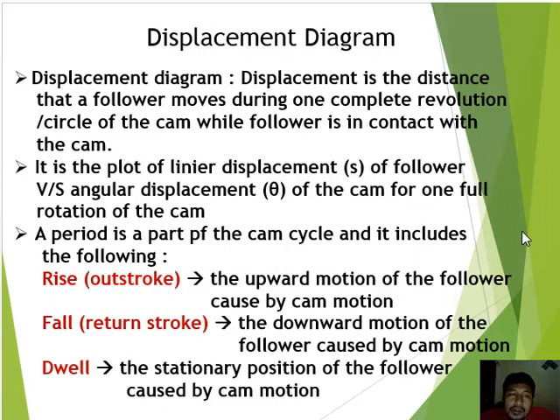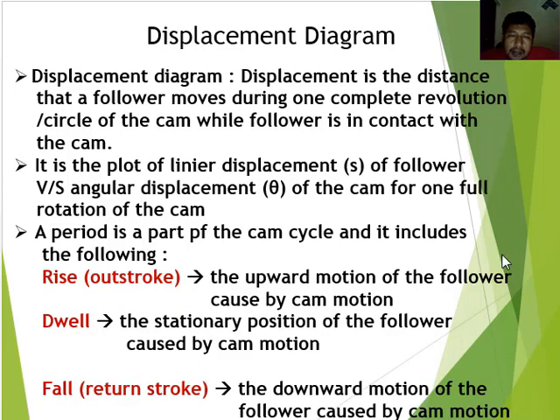After we know about the follower motion, you must know about the displacement diagram for the follower and the cam. The displacement diagram is the distance that the follower moves during one complete revolution or cycle of the cam while the follower is in contact with the cam. This is the first definition of the displacement diagram.